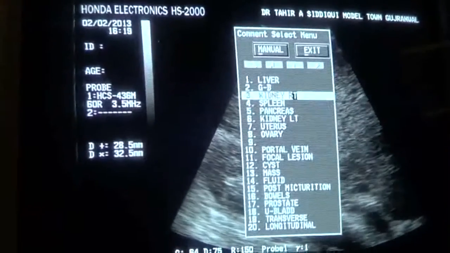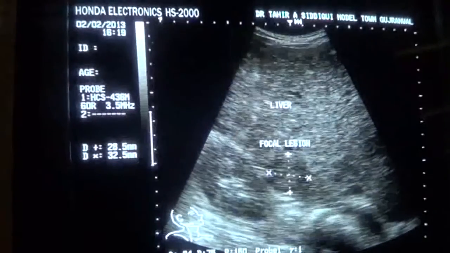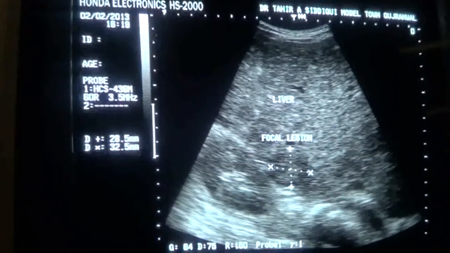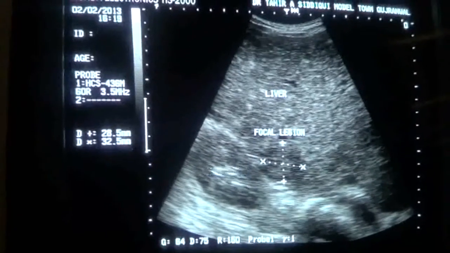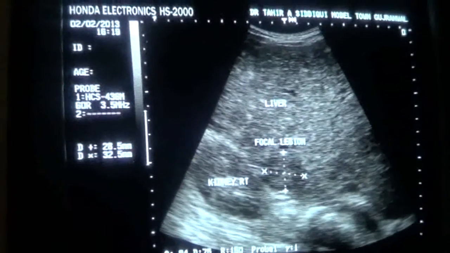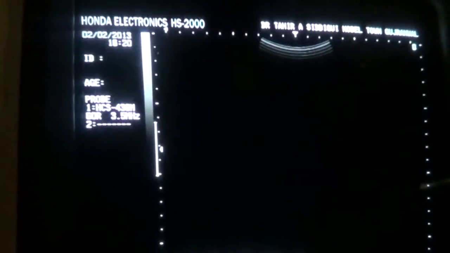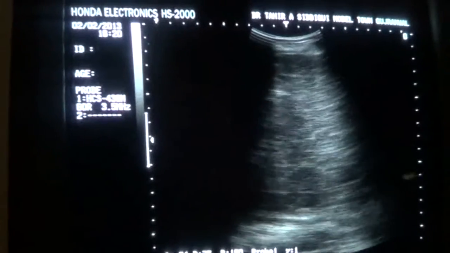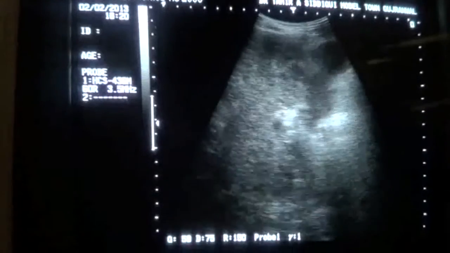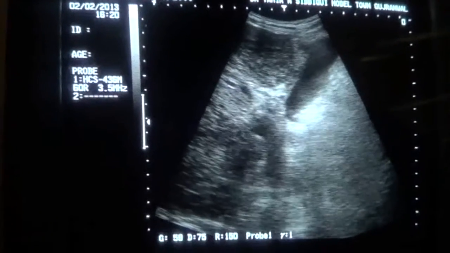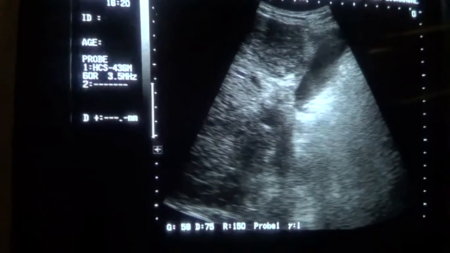This is the right kidney in transverse section. There is no evidence of intrahepatic bile duct ectasia. This is the gallbladder, which is normal.